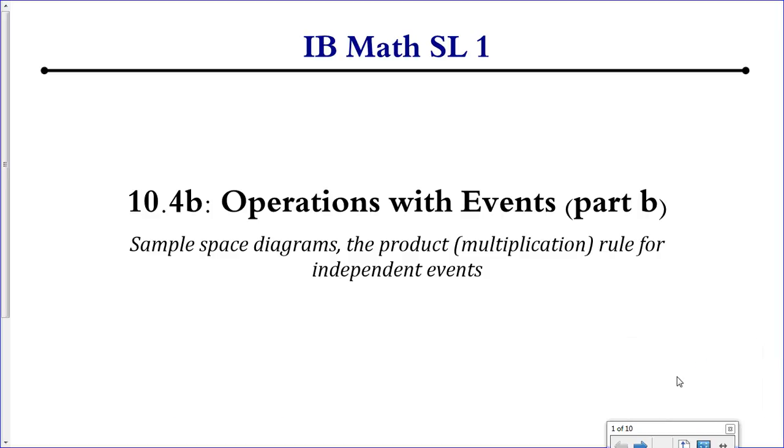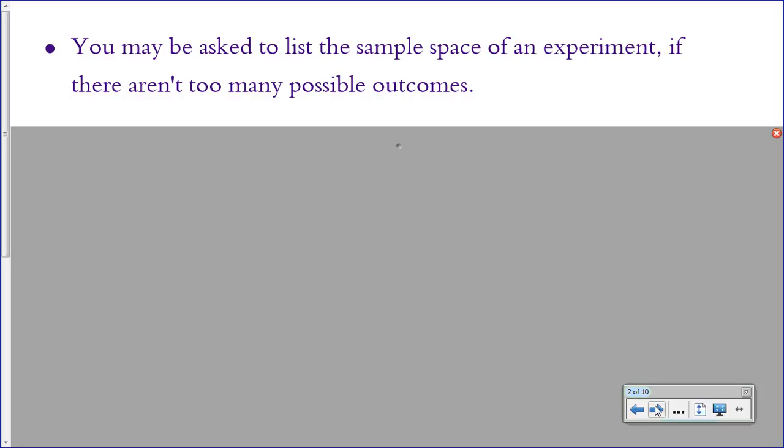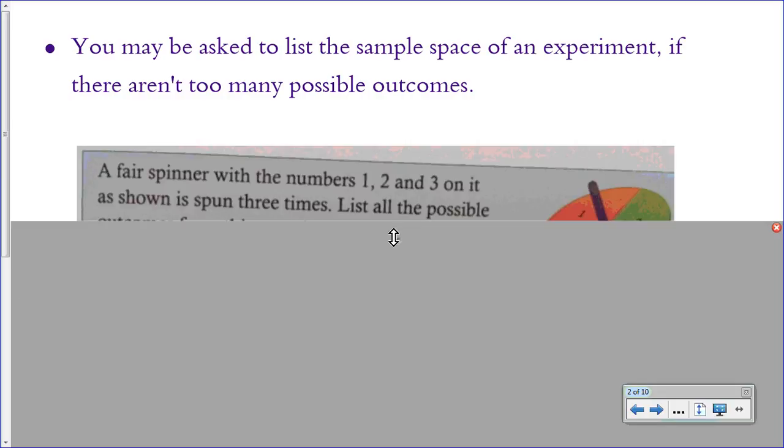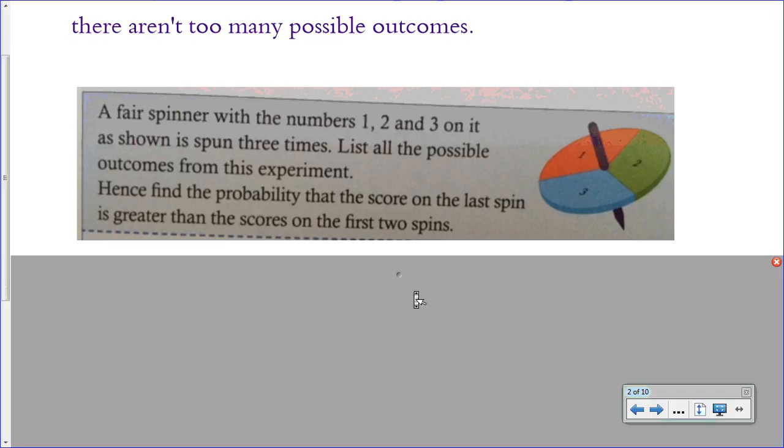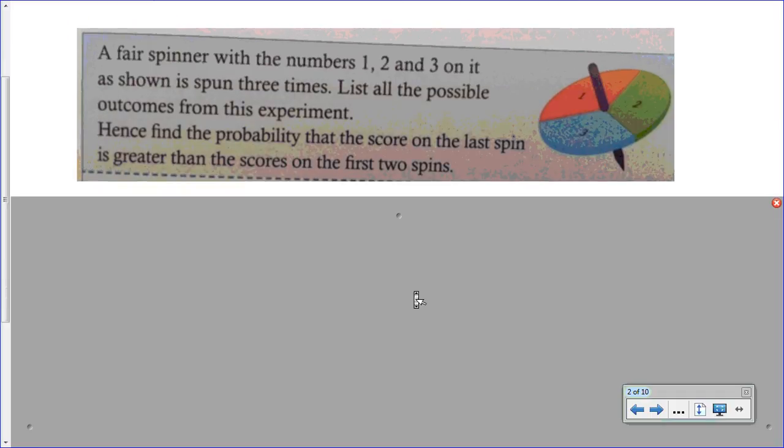Okay, in this video, we're going to continue our study of operations with events in probability. So you might be asked, and this is a review concept, to list the sample space of an experiment if there aren't too many possible outcomes. For example, if there's a spinner with 1 through 3 on it and you're spinning it 3 times, you might be asked to list the entire sample space or all possible outcomes, and then maybe ask probability questions based on that. So you want to try to be systematic when listing out a sample space.